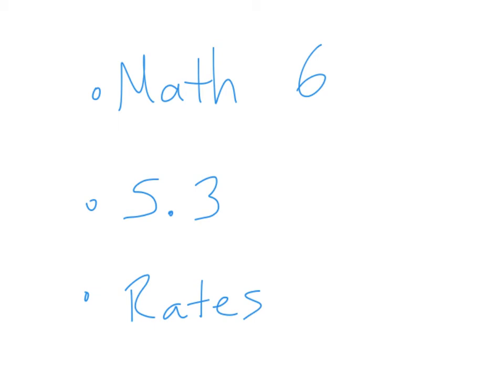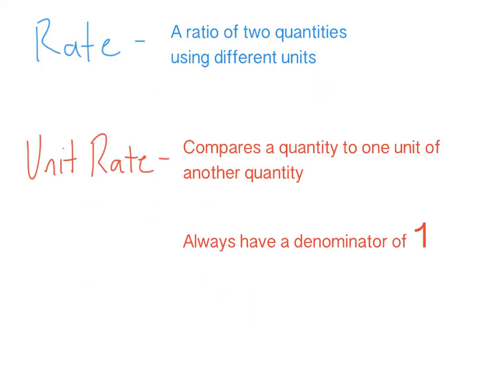Math 6, 5.3. Today we are talking about rates. All right, so a couple definitions. Rate. A rate is actually a ratio, so we've talked about ratios, right? Of two quantities using different units, okay? Different units. Miles per hour, dollars per hour, centimeters per second. All those sorts of things are rates because they are using units on both the top and the bottom, different types of units, okay? Now, what's a unit rate?